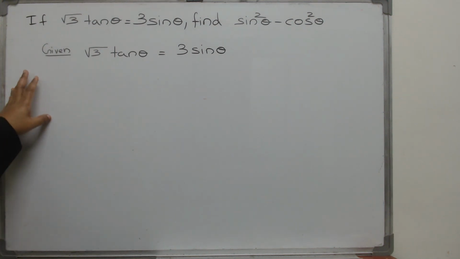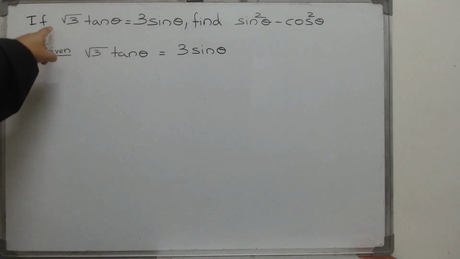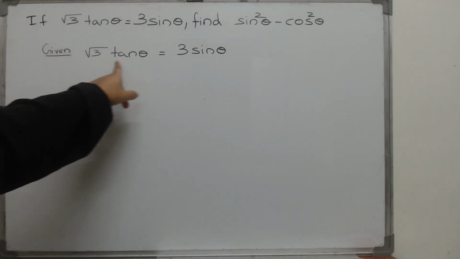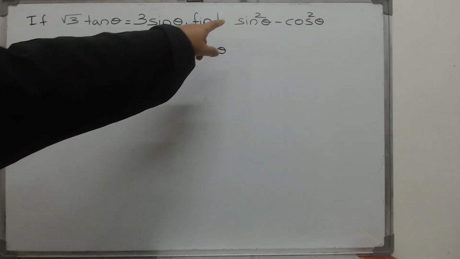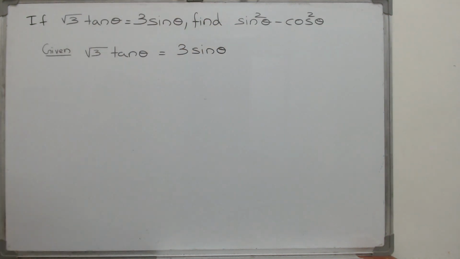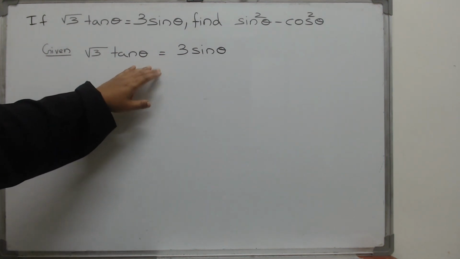Let us solve some questions based on trigonometric identities. This is our first question. We are given such an information. Using this, we have to find the value of sine square theta minus cos square theta. So this is the equation that we are going to start with.